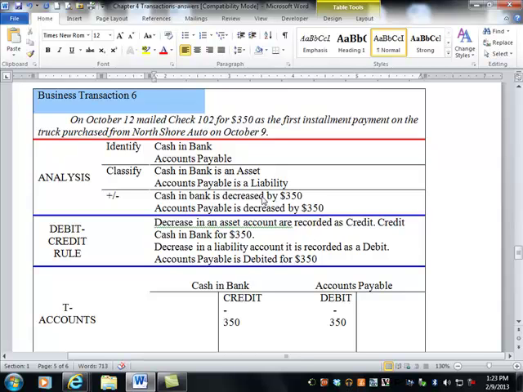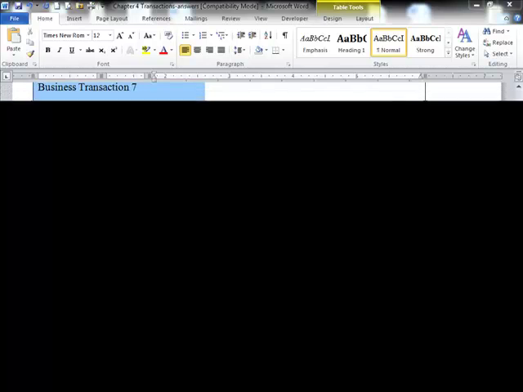We have one more transaction to do before you move on to your homework assignment for the day, which I'll explain to you as well. So let's go ahead and begin with transaction number 7 next. All right, let's go ahead and begin transaction number 7.